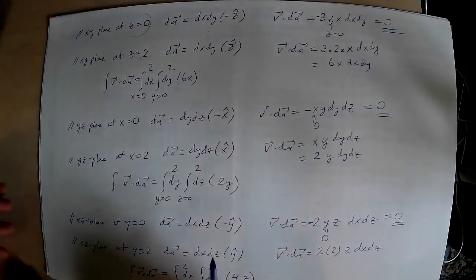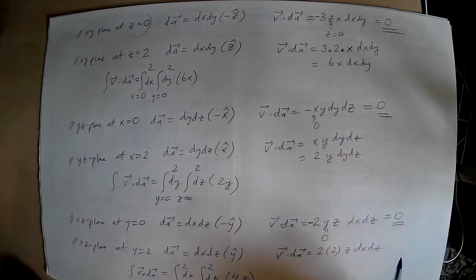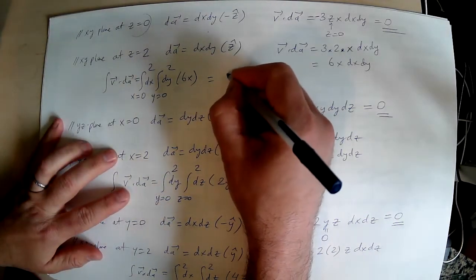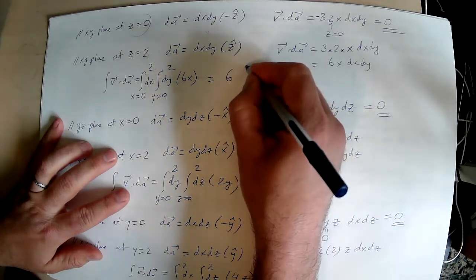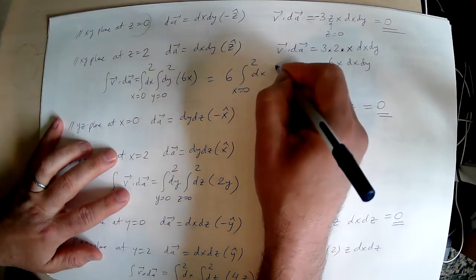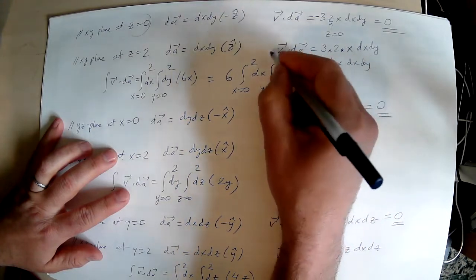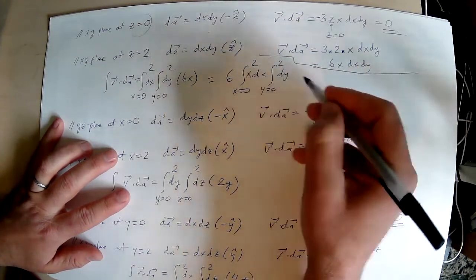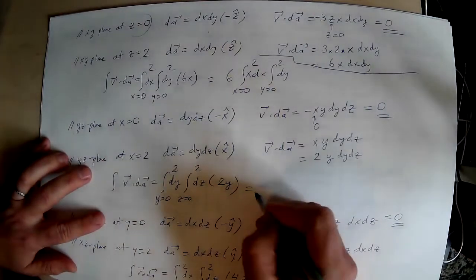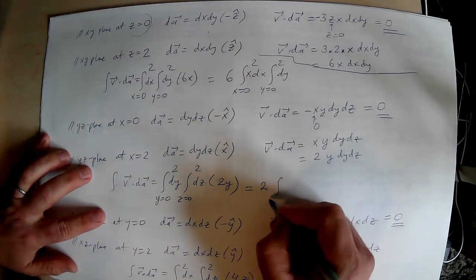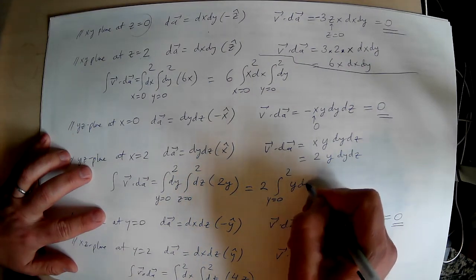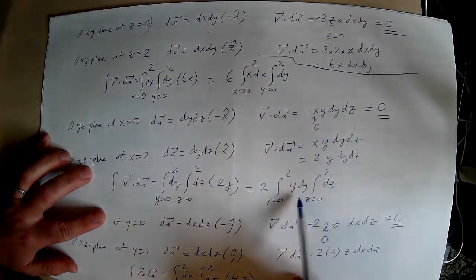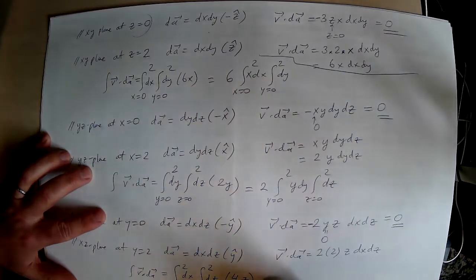Okay, so I have 3 integrals to evaluate. The others turn out to be 0. But look at the similarities between all these integrals. If I pull out 6, here I have 6 times the integral x from 0 to 2 dx, y from 0 to 2 dy. Let me just change this, x dx dy, right? If you look at this one, it's also similar. It's like 2 times the integral y from 0 to 2 of y dy, z from 0 to 2 dz. Look at these integrals. I mean, the variables differ, but the integrals look very similar.